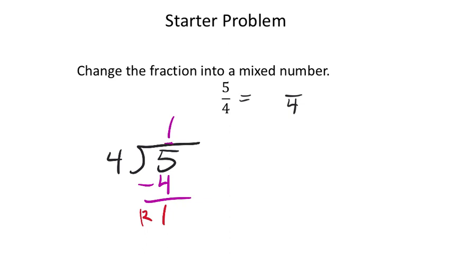So the one quotient, which I have here in purple, is the whole part of the mixed number, and the remainder one, which I have here at the bottom in red, is the numerator. And that right there has changed the 5/4 fraction into a mixed number.